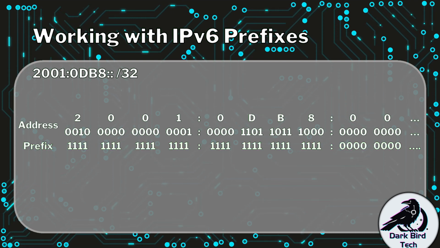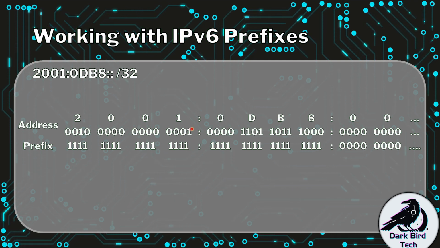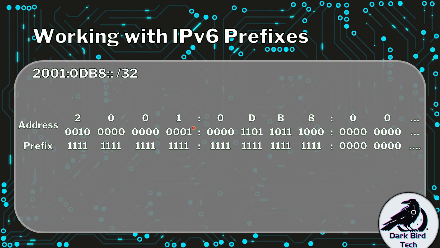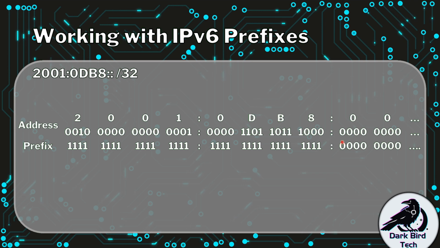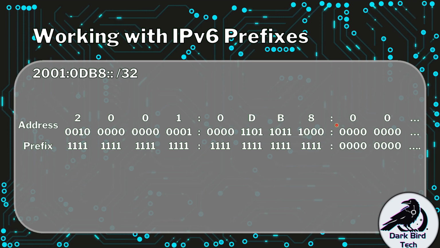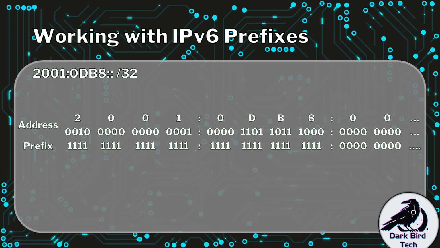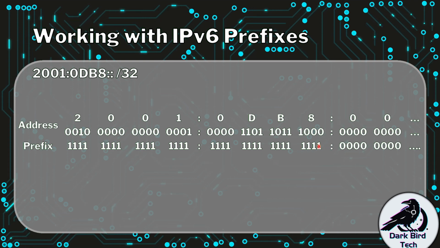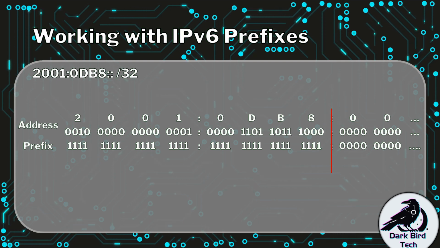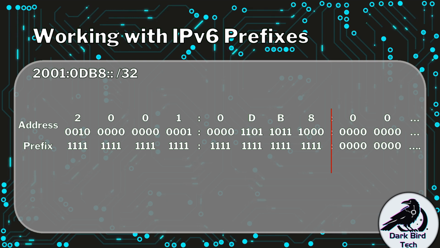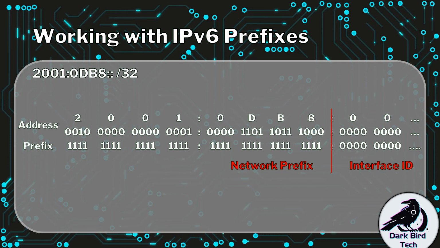And just like IP version 4, wherever there's a binary 1 in the prefix, it defines the network address or network prefix portion of the IPv6 address. When it becomes zeros, that is now the interface ID, or sort of like the host portion of an IPv4 address. So over here is where the ones stop and the zeros begin, and you can imagine a line going up into the corresponding position of the address. Everything to the left is the network prefix, and everything to the right is the interface ID.